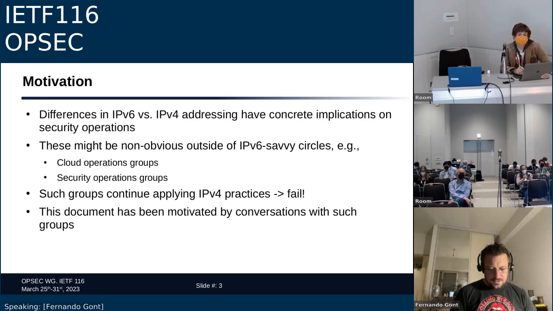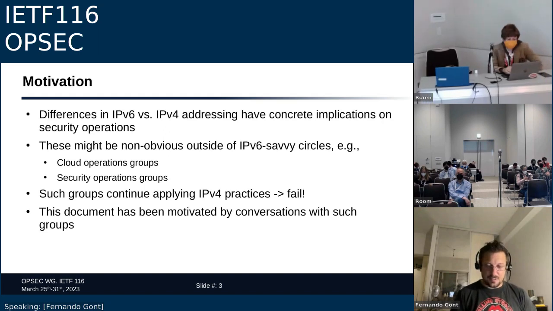So we know that one of the main differences when it comes to IPv6 is obviously the address space, and these differences in IPv6 addressing with respect to IPv4 have concrete implications on security operations. This is normally well known in IPv6 circles, if there's such a thing, like groups like ours. But these implications are usually non-obvious to other groups.